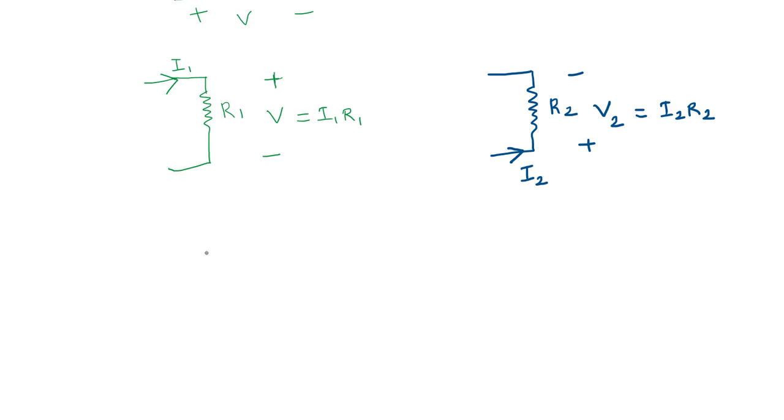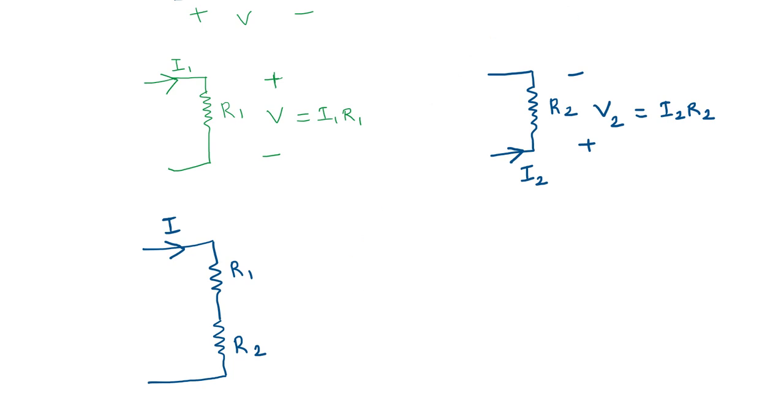Let us suppose that we have two resistances, R1 and R2, connected in series, and let us pass the current I through the series connected resistors R1 and R2.